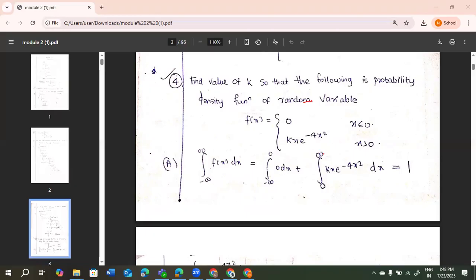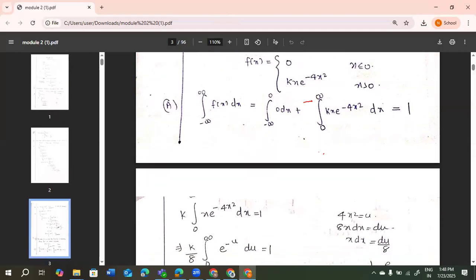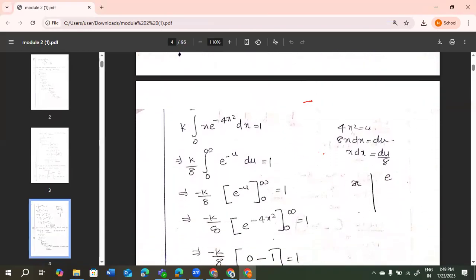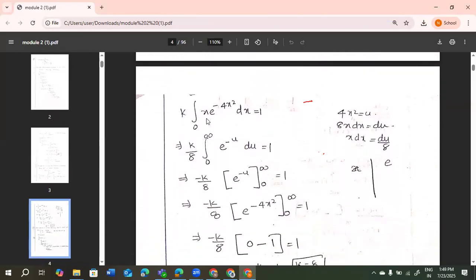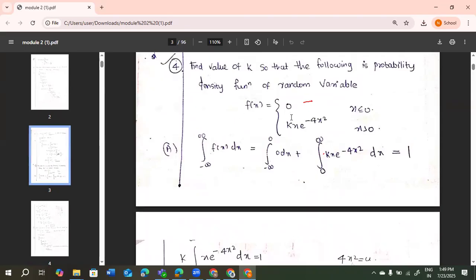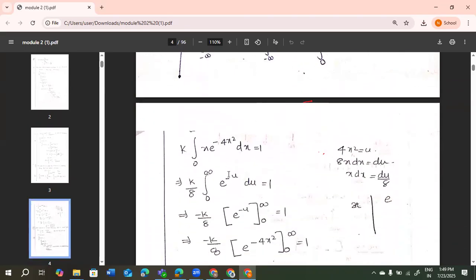It doesn't mean we must split it. If you don't split it also, it is okay because in the remaining terms, the function value is 0, right? So just substitute it. But here there is some difference that I will explain, because here the function is somewhat different, right? It is x into e raised to minus 4x square. We cannot integrate it easily. So for that, we will be putting a substitution.